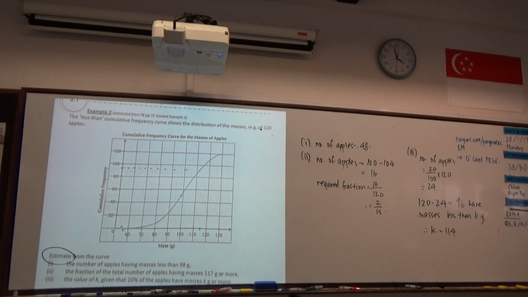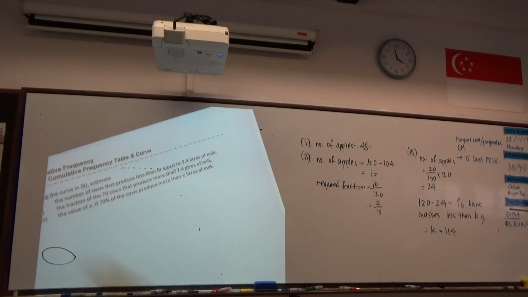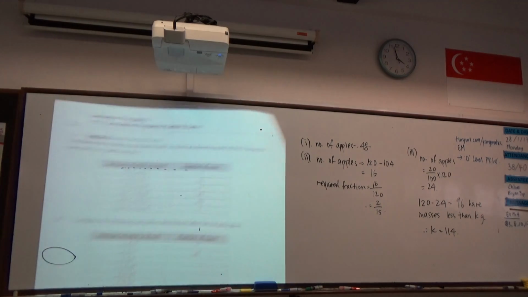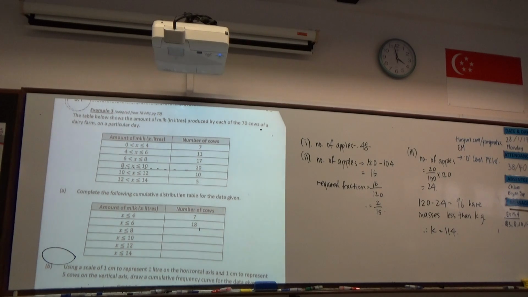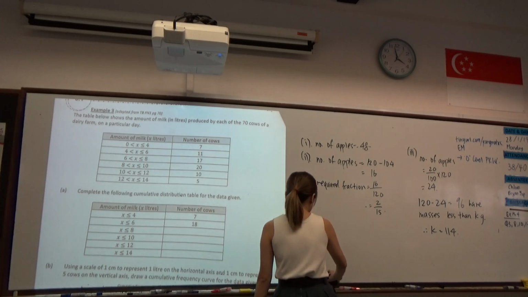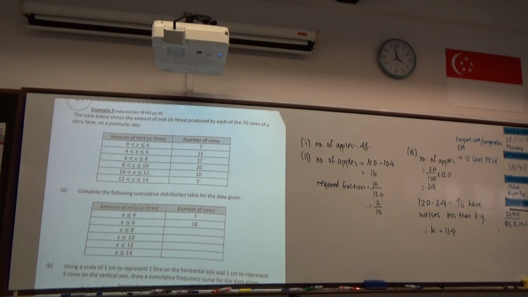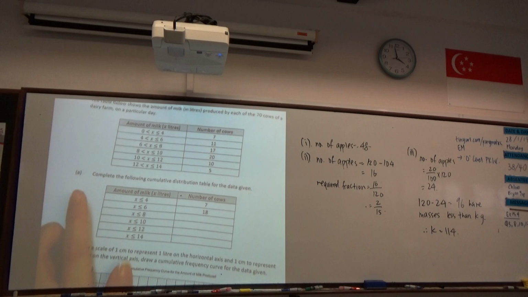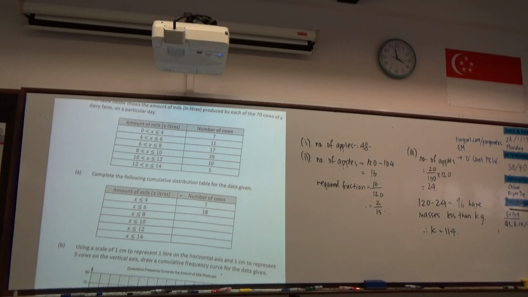Any questions? Example 3, alright. Okay, complete the following cumulative frequency table. Can you do that now? Complete this table.